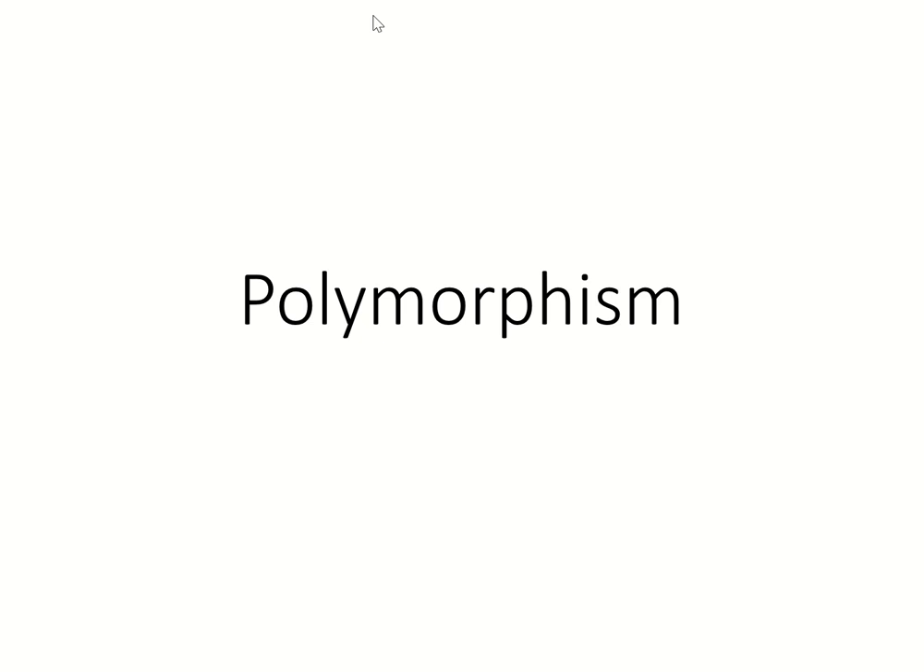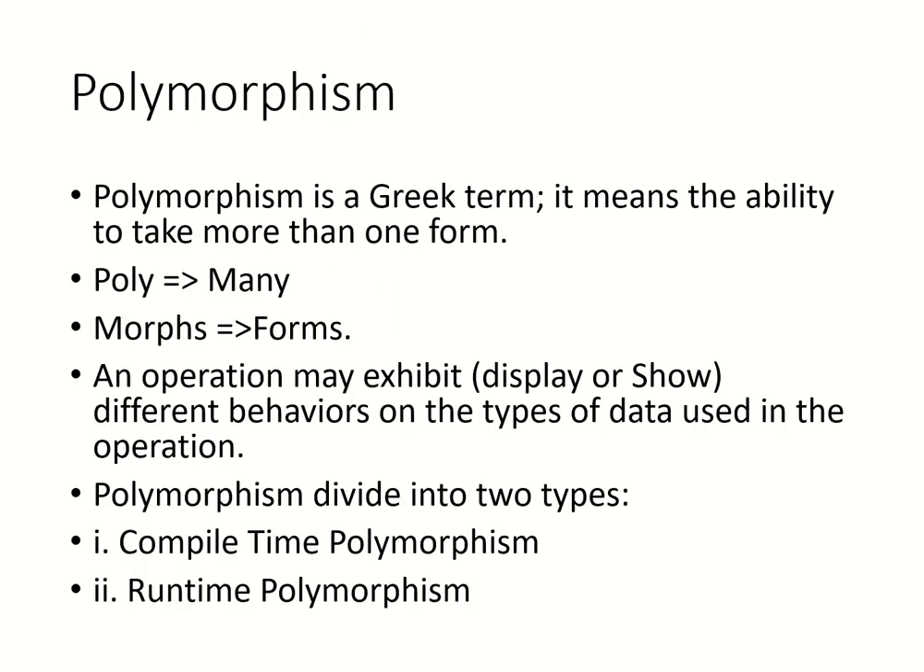Same topic, polymorphism. Polymorphism is a Greek word. It is the ability to take more than one form. It is divided into two parts: poly, which means many, and morphism, which means form. It is the process of being able to take more than one form. That is called polymorphism.